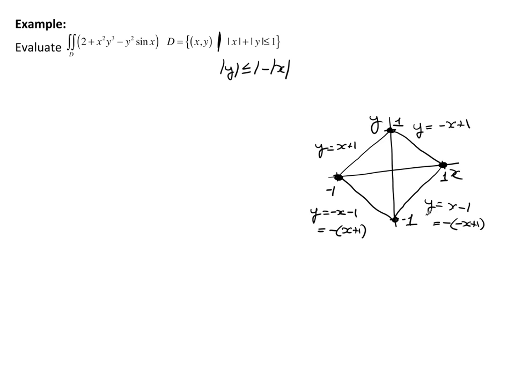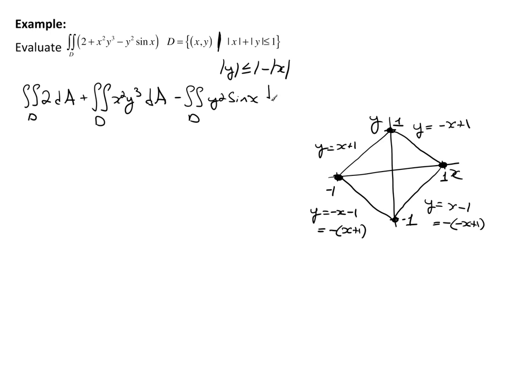So the first thing I want to do here is take a look at this, and I'm going to break this thing up. So I'm going to take a look at the double integral over this particular region of 2 dA plus the double integral over the region of x squared y cubed dA, minus the double integral over that region of y squared sine x dA. Well, 2 should be the easiest, so let's leave that alone and take a look at this for a second.